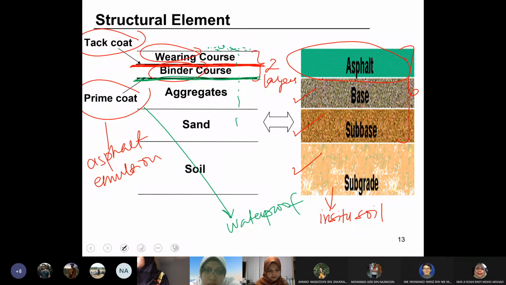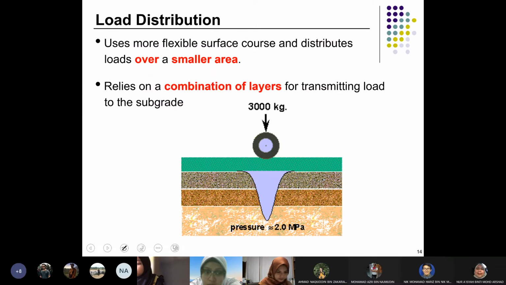So kita kena provide this coat lah. Okay. Provide waterproof surface, right? And also at the same time dia juga membantu dari segi melekatkan antara binder dengan aggregate juga lah. Okay. As a bonding ataupun as an adhesion, right? Melekatkan antara dua layer tu. Okay, so that are the function, right?